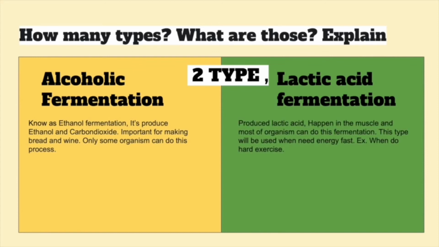Lactic acid fermentation produces lactic acid and happens in the muscle. Most organisms can do this type of fermentation. This type will be used when we need energy fast. For example, when we do hard exercise and our body has a hard time getting oxygen, it will use this type.